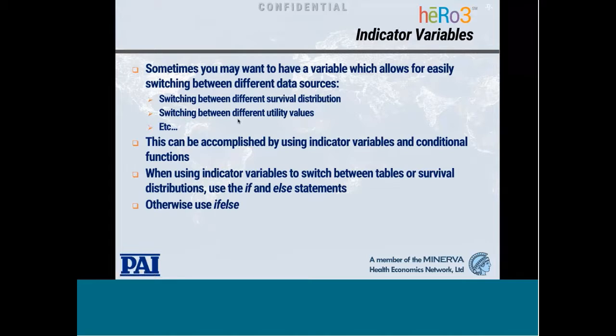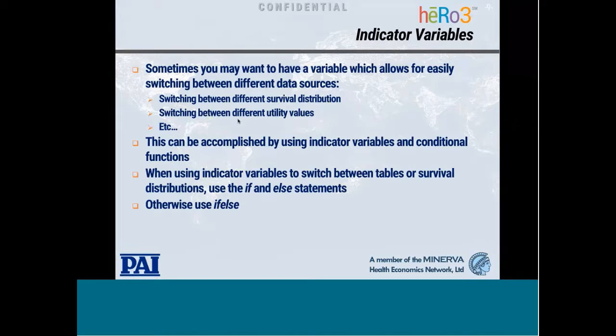Often in a model, it's important to be able to switch between two different data sources that you're going to use. For example, if you're doing a partition survival model, you may want to easily switch between different parametric forms. Maybe you've estimated an exponential distribution as well as a Weibull distribution, and you want to change one variable and make it toggle between the exponential and the Weibull distribution you've estimated.